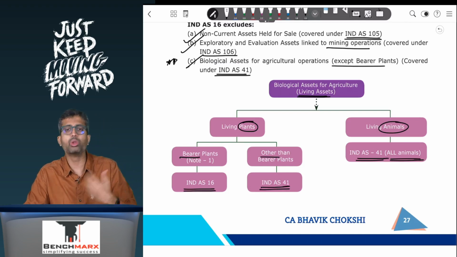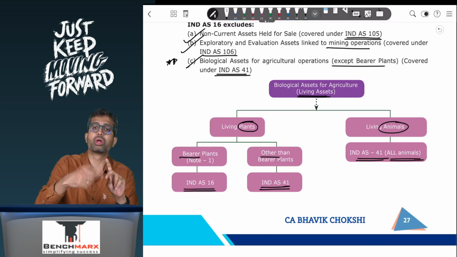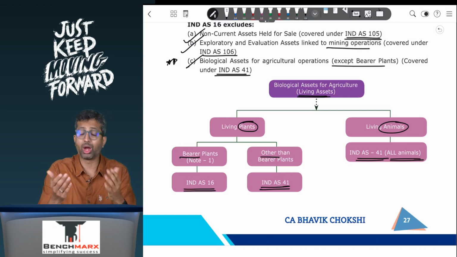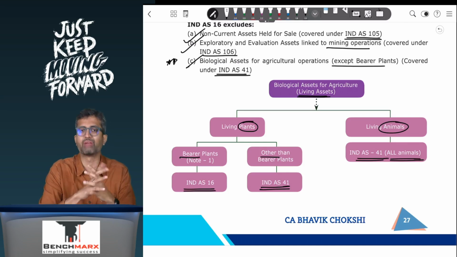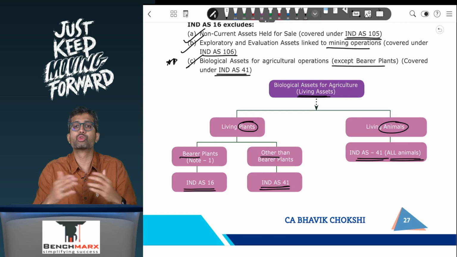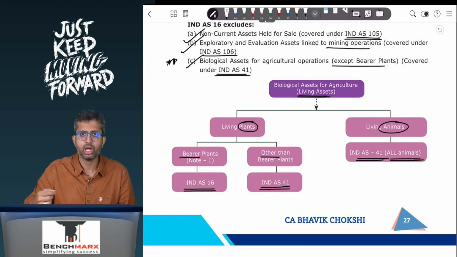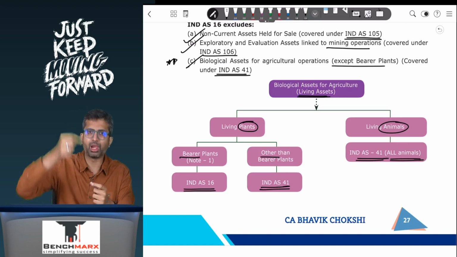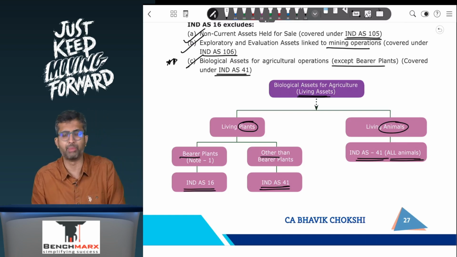Now, how will we figure out whether it is a bearer plant or not? It has to bear produce and it has to have a life of more than 12 months. Sir, why? Because if it is a bearer plant, it will come under PPE, and for PPE, you should have a life of more than 12 months. Now, there may be so many crops, like if you are a farmer, you have a crop like wheat grain. Over here, the plant of wheat grains bears the grains and hence technically can be a bearer plant.